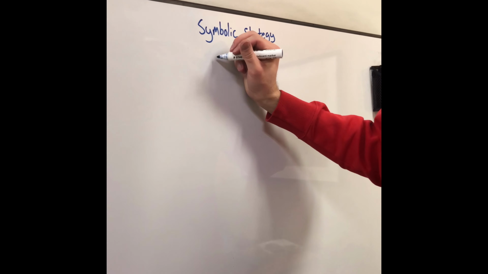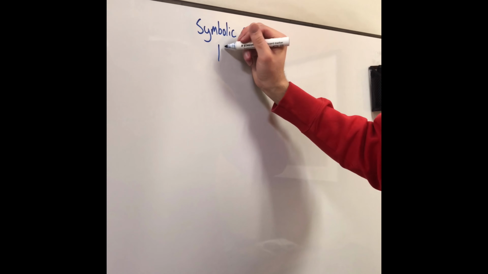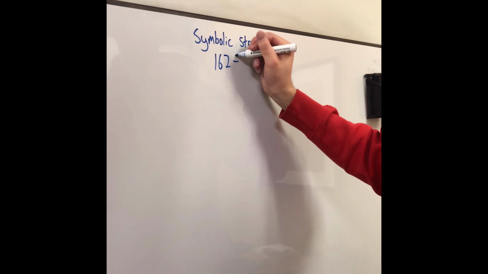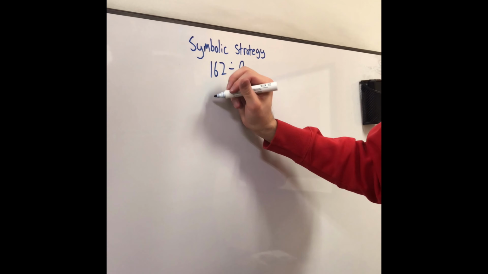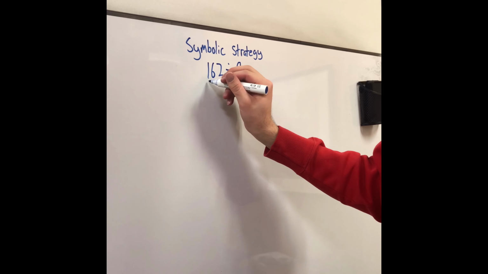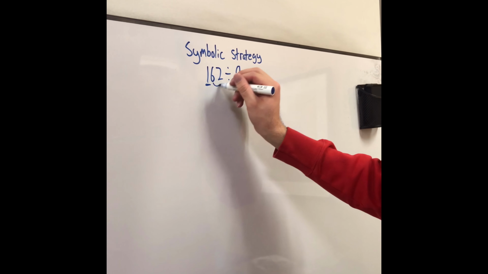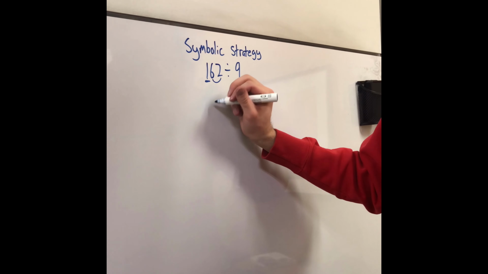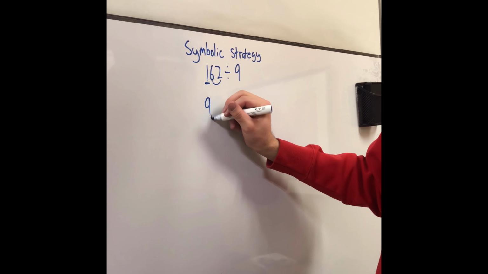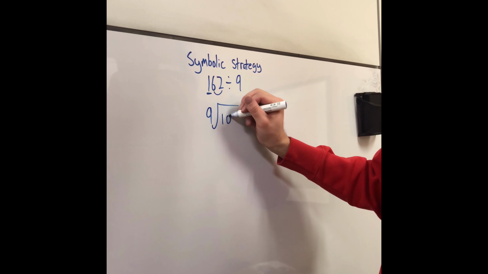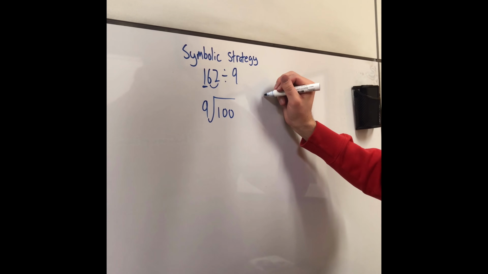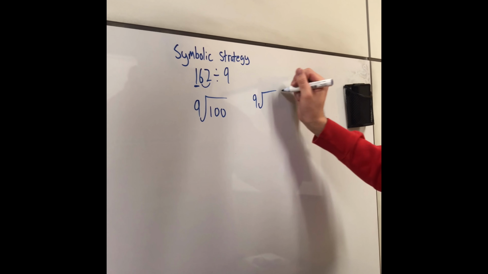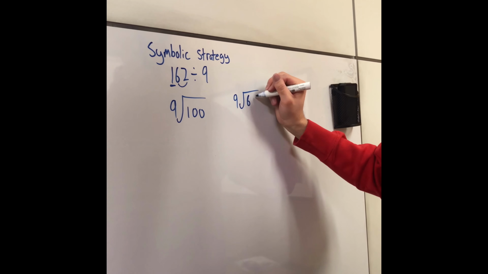All right, so we're going to finish off with our symbolic strategy. Here we go. This one's a little different, so sit tight. We'll be fine. We'll get through it. What we're going to do is divide 100 into 9 and 62 into 9. So I'm going to write out 9 divided by 100, and next to it, for your viewing ease, I'm going to write out 9 divided by 62.